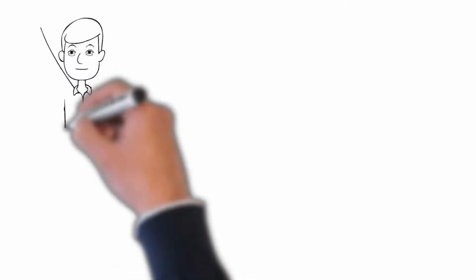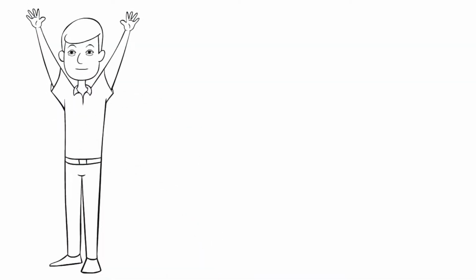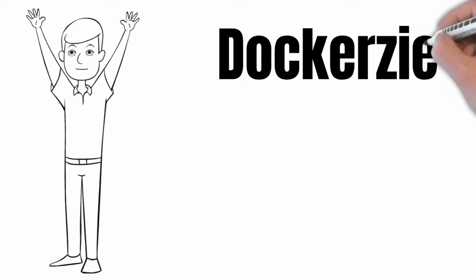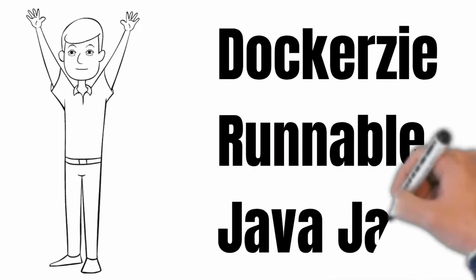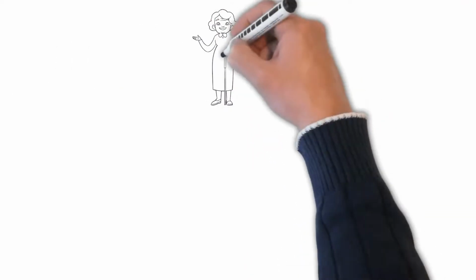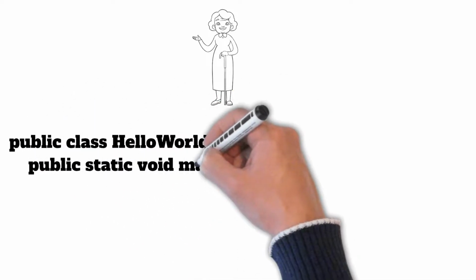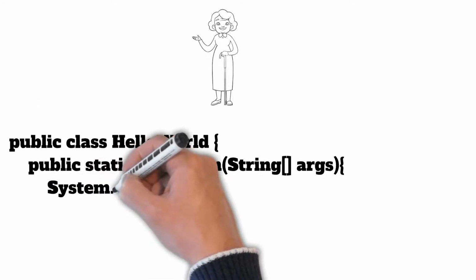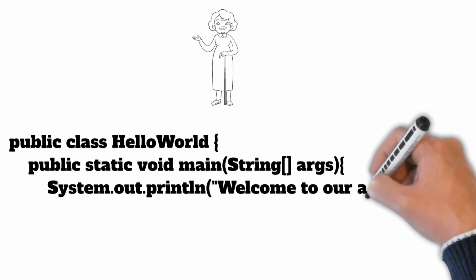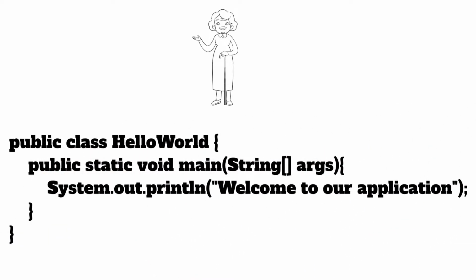Hello friends, welcome back to our channel, and in today's video we will learn how we can dockerize a runnable Java jar based application. For demonstration we'll take a simple Java class with the name HelloWorld. This HelloWorld class has a main method, and the main method simply prints a welcome message on the console. We'll first create a runnable jar for this application, and then we will dockerize the runnable jar.